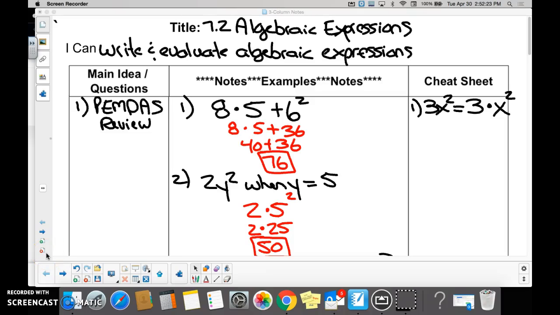Point to algebraic expressions, I can write and evaluate algebraic expressions.